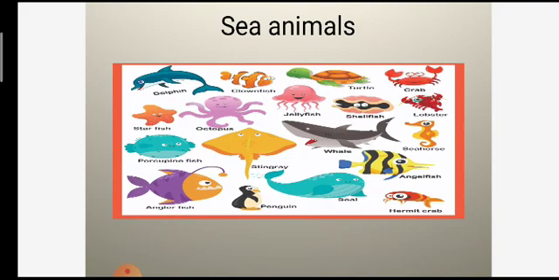See, starfish cannot live in the river because it needs salty water. Whale cannot live in the river. Whale is a large animal. It needs a large space. So whale lives in the sea.